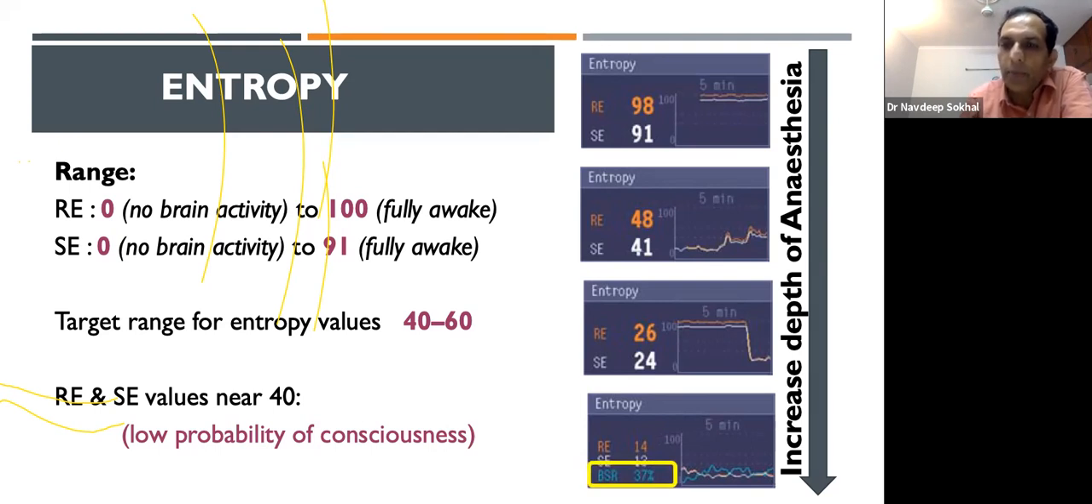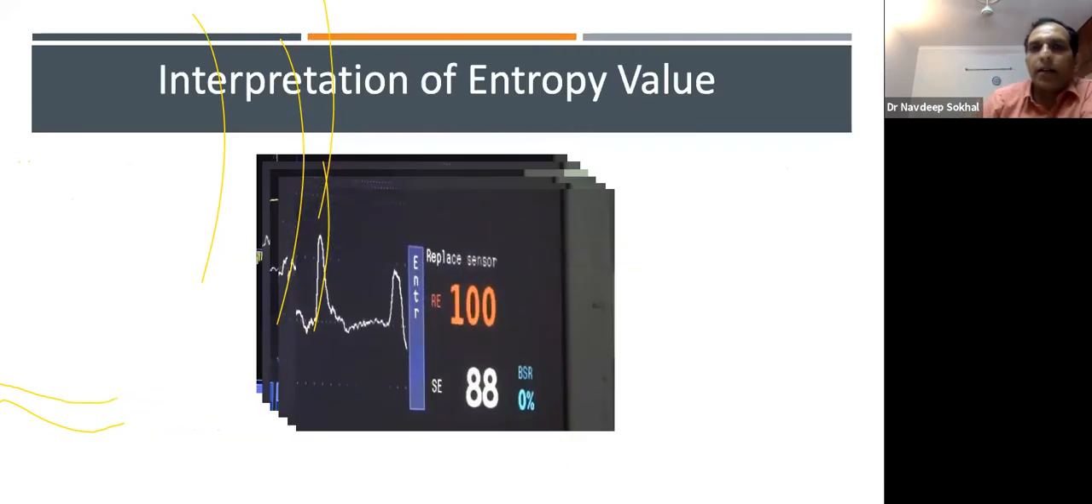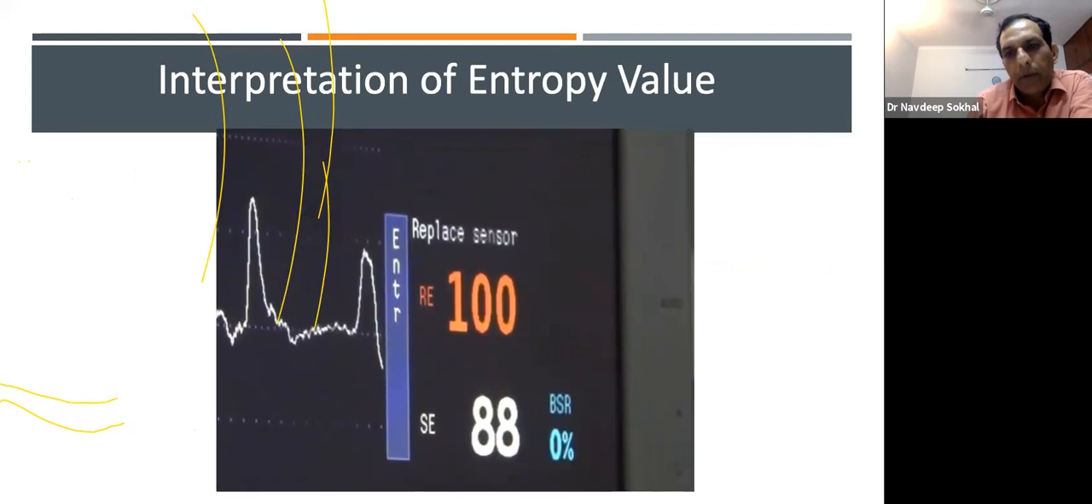So that means there's an isoelectric line available, which tells that the patient is deeply anesthetized. Let's interpret the entropy values. You can see here, RE is 100, SE is 88. So the patient is wide awake. Burst suppression ratio is zero here, which means obviously we don't expect any burst suppression here.